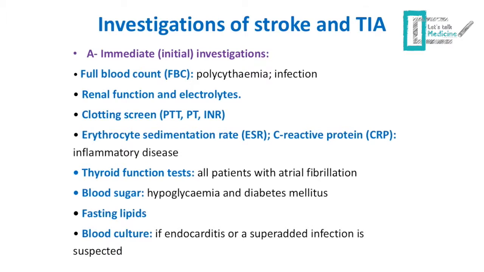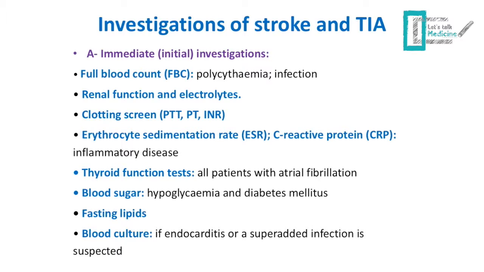Now for the investigations for strokes and TIAs, we have immediate or initial investigations. Those are investigations you do as soon as the patient gets to the emergency room. And also you have special investigations. The special investigations will help you to know the exact pathology or the exact mechanism in which the stroke happened.